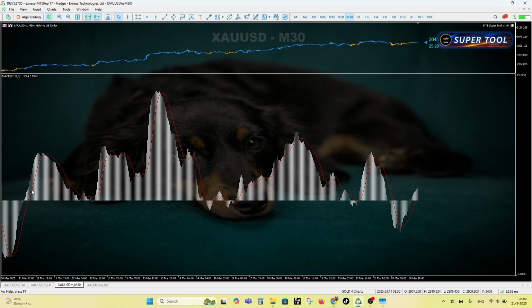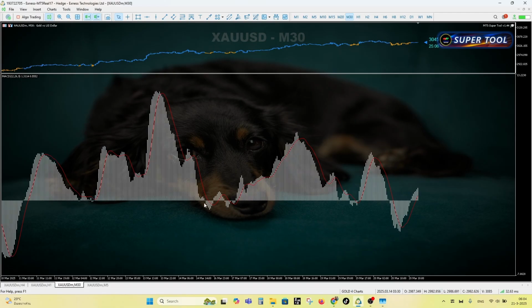The most popular signal is the crossover. When the MACD line crosses above the signal line, that's often a buy signal. It's like the market saying, hey, the upward momentum is kicking in. On the flip side, when the MACD line crosses below the signal line, it's a potential sell signal, hinting that the momentum's turning downward.